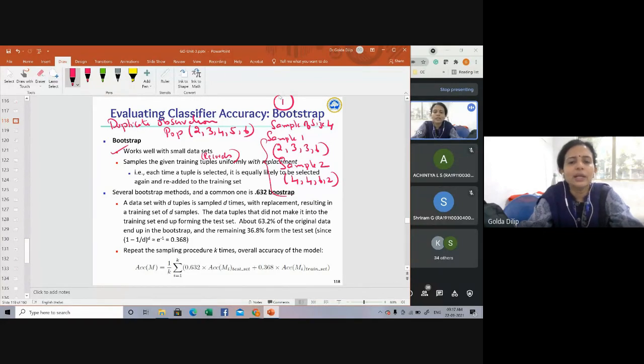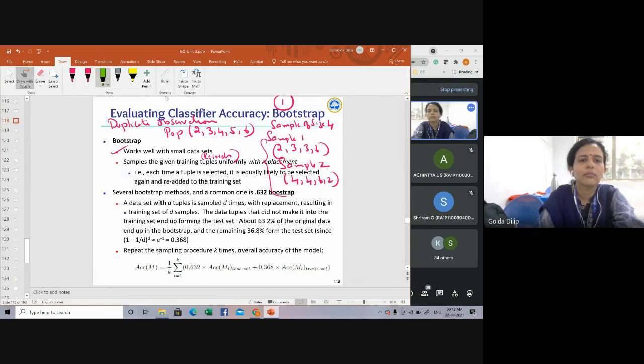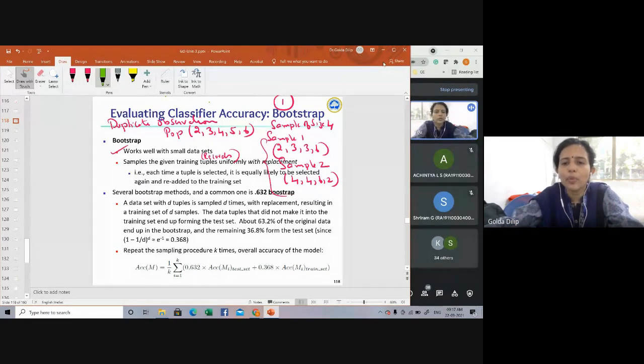Actually there are many bootstrapping techniques. One of the most common bootstrapping techniques is what is called the .632 bootstrap. You can see here, this is one of the most popular bootstrapping techniques.